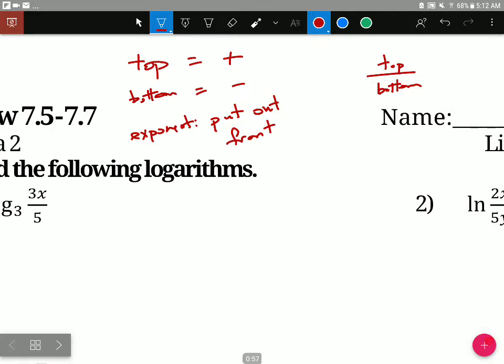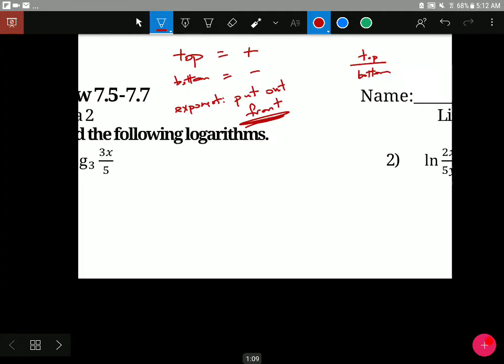If it's a positive log, when you shrink it, you put it on top. If it's a negative log, when you shrink it, you put it on bottom. If it's out front, when you shrink it, you put it as an exponent. So here's what I mean.